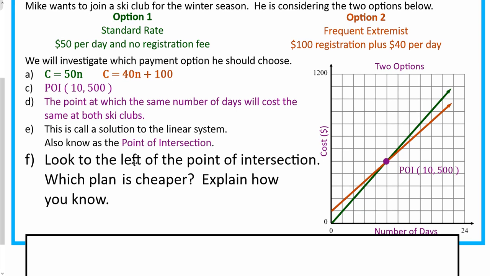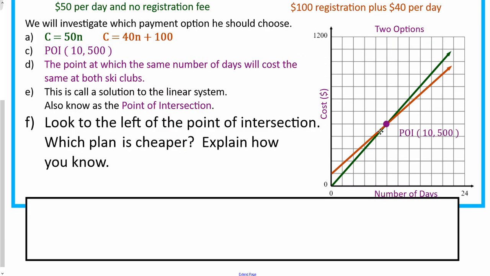You want to look to the left of the point of intersection to see which plan is going to be cheaper. Which plan is cheaper for the left side of that point? So you want to see where your two lines are. You can see that cost is on the y-axis, so you're looking for the line that's lower. You can see the green line is lower on the left-hand side of that point. So if you ski between 0 and 10 days, it's better to choose the green line. It's better to choose option 1.